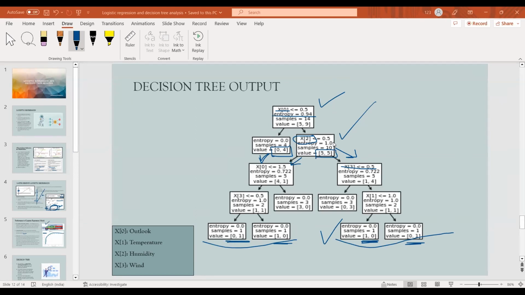Sure, absolutely. So why is recall 1? Recall is basically the ratio of true positive upon true positive plus false negative. So when we are getting only the true positives and the false negative is 0, in that case the recall is 1. So we are getting all the true positives. So in that case, the recall is 1.